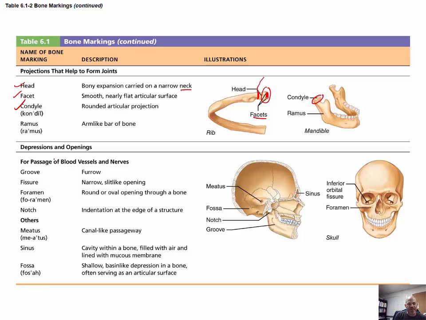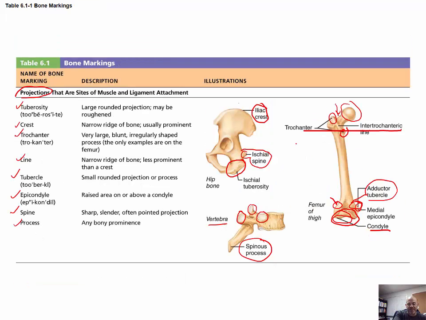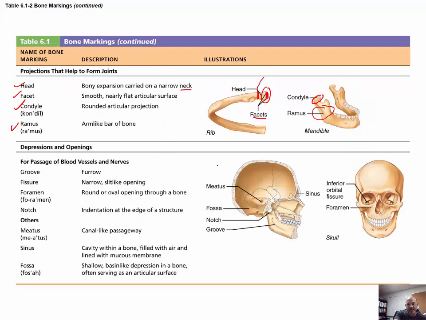And then a ramus. A ramus is going to be an arm-like bar of the bone. And so if we look at the jaw here, here's your ramus, the arm-like bar of the bone of the mandible. There are other examples of ramuses, or is it rami? Right here there's a ramus right there and a ramus right there. They kind of fuse together from the ischium and the pubis. So we have the pubic ramus and the ischial ramus right there.